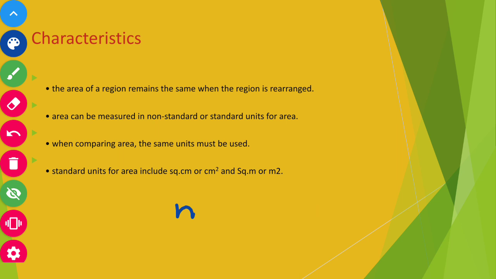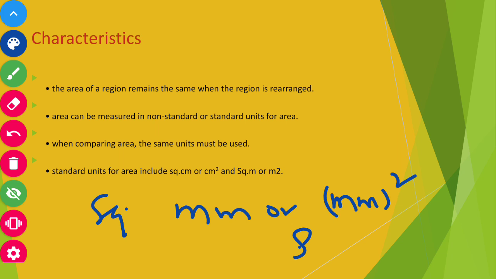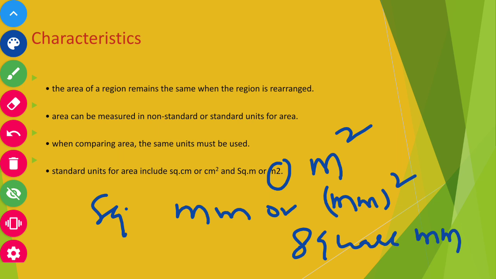It may also be in millimeters: square millimeter, or millimeter square. Okay, the standard units for area include square centimeters or centimeter square, or square meters or meter square. Here it is a meter square. Then square millimeter or millimeter square.